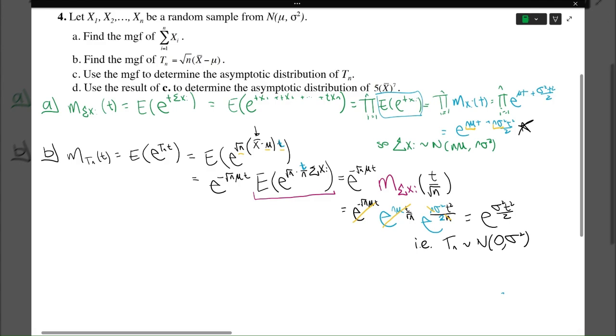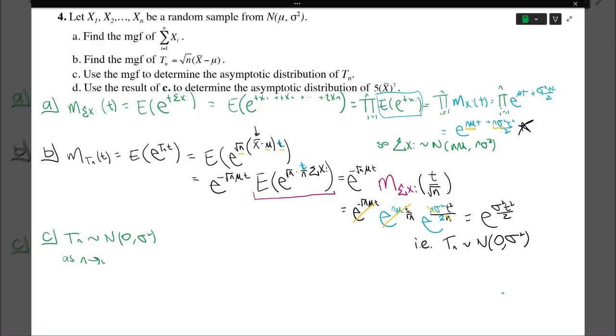Part C. For part C, I'm going to find the asymptotic distribution of T sub n. We know T sub n is distributed normal 0, sigma squared. There's no n's on the right-hand side, so this distribution is stable. As n goes to infinity, that's not going to change because there's no n's in that distribution. That's it.